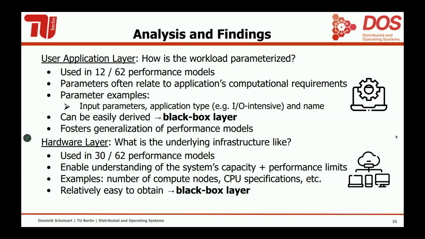So how many CPU cores do we have? How much memory per worker node? All these kinds of things. And also this is relatively easy to obtain and it doesn't really require some invasive monitoring approaches. So usually this is considered a black box layer in our classification model, because most of the parameters that are associated with this layer are black box parameters by our definition.